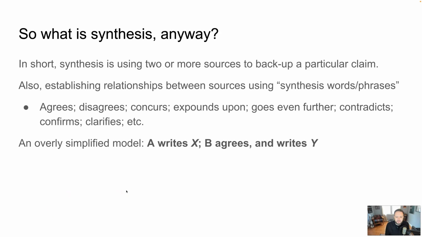In short, synthesis is using two or more sources to back up a particular claim, and using synthesis words or phrases to establish a relationship between your sources. So you might say that they agree or they disagree, they concur, they expound upon, go further, contradict, confirm, clarify, whatever. An overly simplified model of what synthesis looks like in writing is: A author writes X thing, B author agrees and writes Y thing.